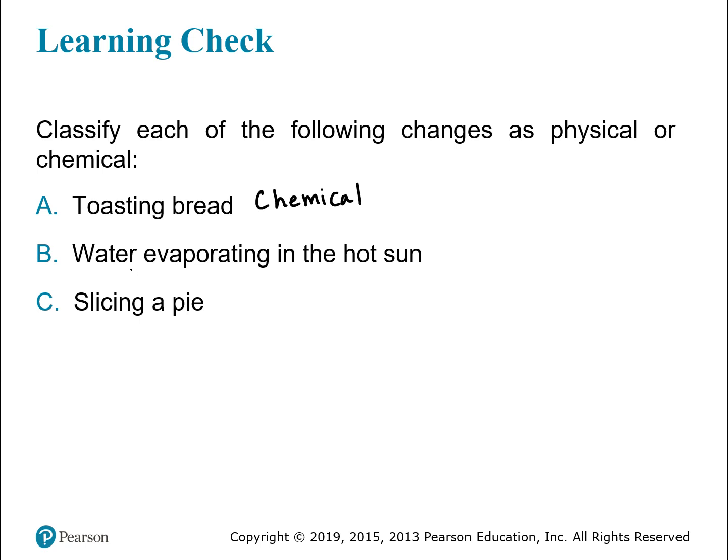Let's look at B. Water evaporating in the hot sun. Physical or chemical change? This one is physical. We're not changing the properties of the water. It's just a change in state. It's going from liquid water to evaporating and being water vapor. Still water, just a different form.